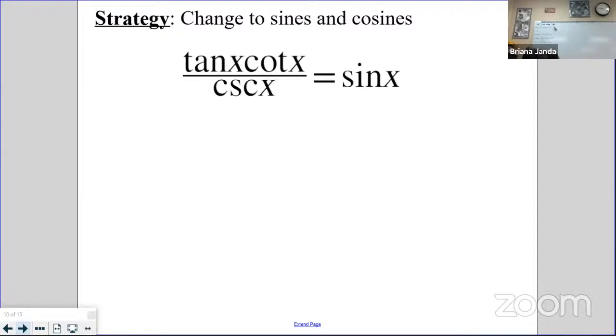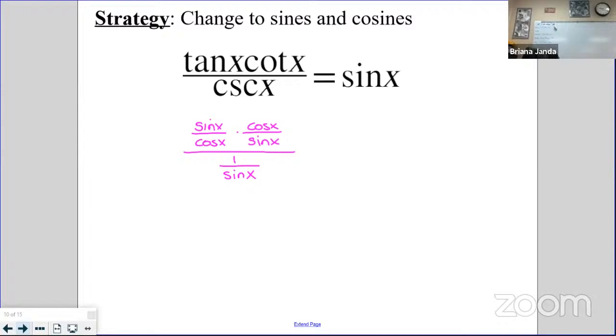Okay, so sines and cosines. I'm going to go through and change. I'm going to work with the left-hand side because it's more complex looking. Okay, easier to do. So I'm going to change to sines and cosines. Tangent being sine of x over cosine of x. Cotangent being cosine of x over sine of x. And cosecant being 1 over sine of x. Good so far?